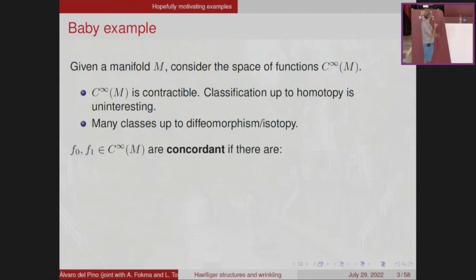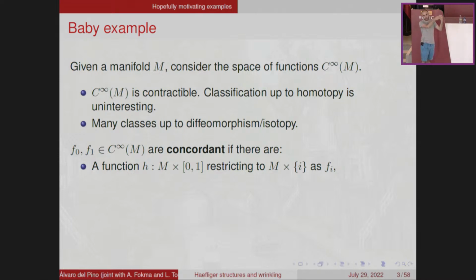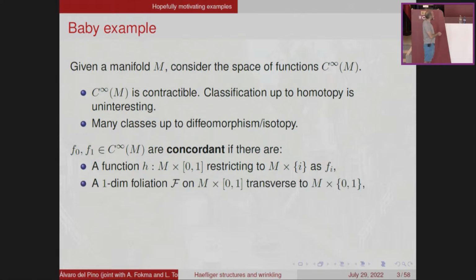What is the point? The point is that I want to talk about something else, and I want foliations to come in. So I want to talk about a third equivalence relation called concordance. I want to say that two functions are concordant if they are homotopic. To spell this out, a function should exist on the cylinder going from one function to the other. This is just a homotopy. But I also want to have a foliation on the cylinder. This is a foliation by lines that should be transverse to the boundary. I will show you a picture in a second.